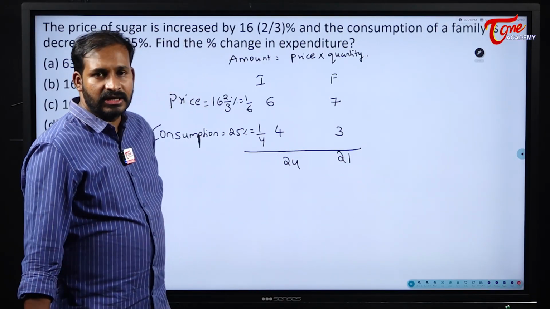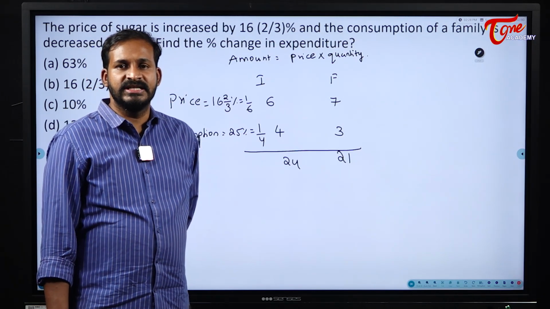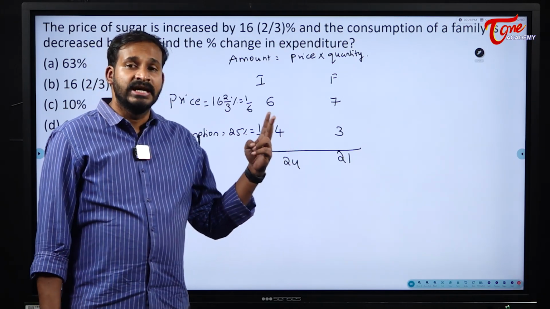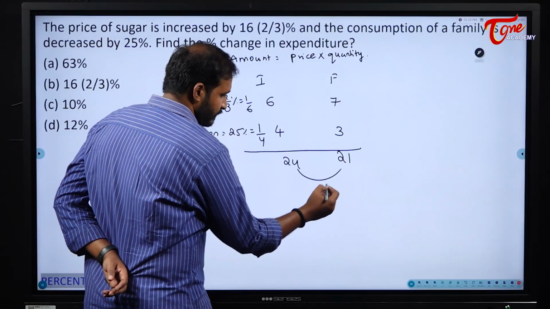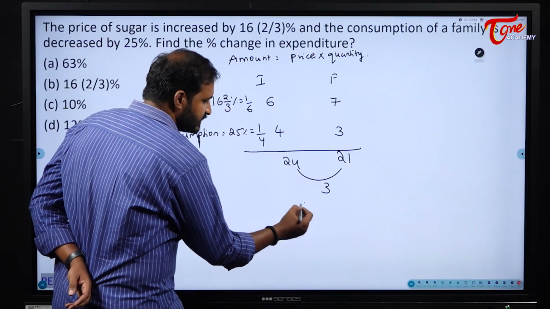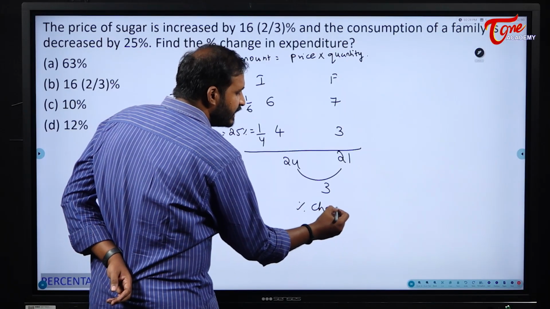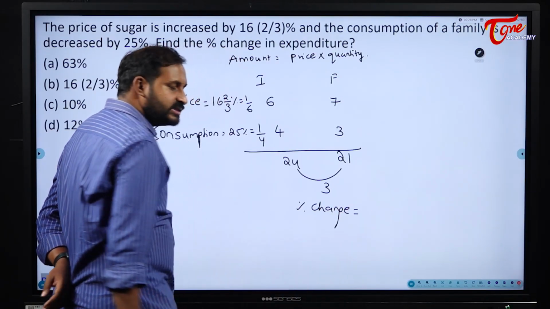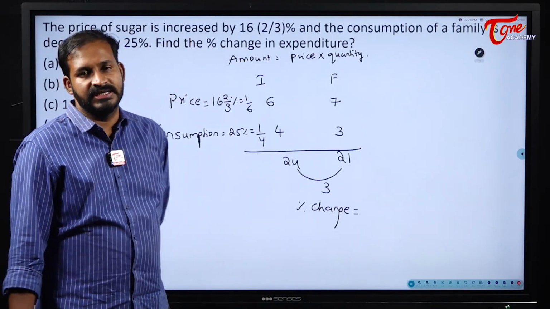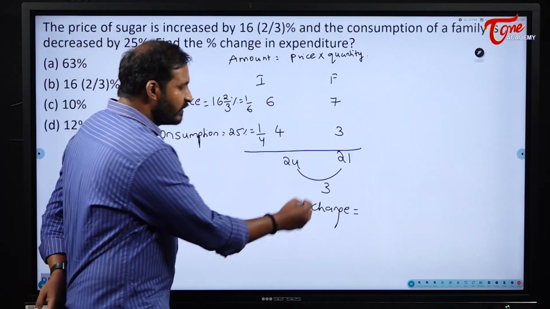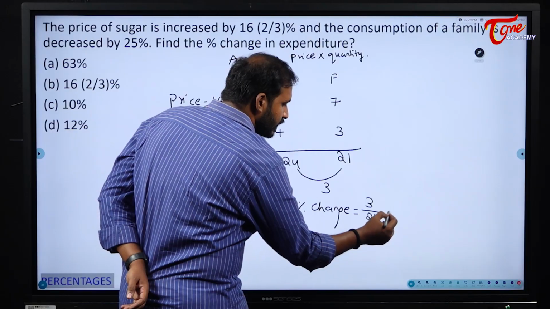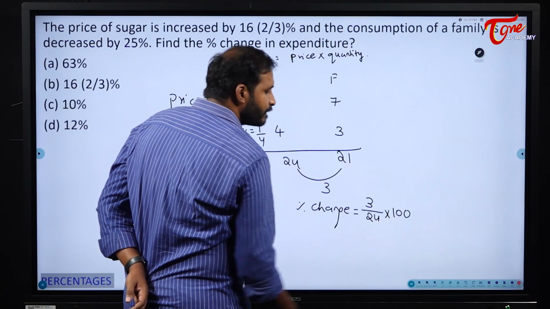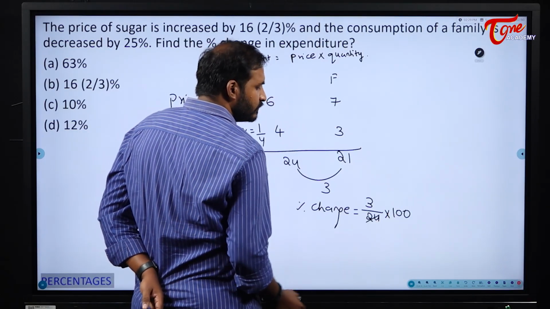Now what happened to the expenditure? Whether it is increased or decreased? Decreased. And it decreased by what? 3. So percentage change. Here they didn't ask us whether it is increased or decreased. They simply asked what percentage change happened. So how much? 3 parts by the actual value, 24, into 100.